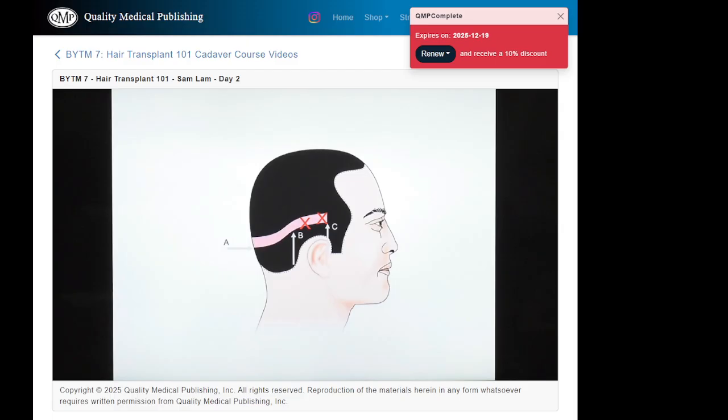So don't just not go to the temple. But in general, you're not going to get a lot from the temple. Oftentimes, not always. Of course, with congenital, they just have a high hairline. They're going to have great temples.